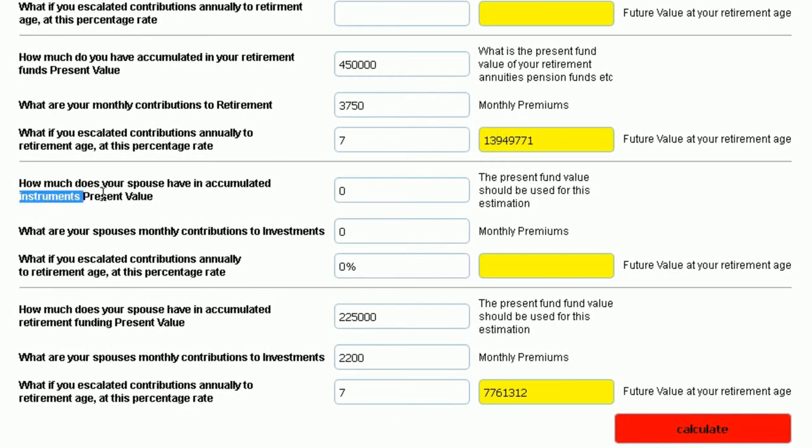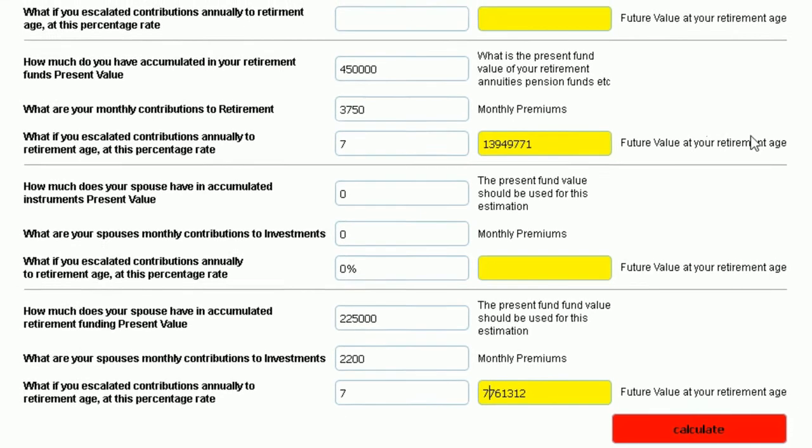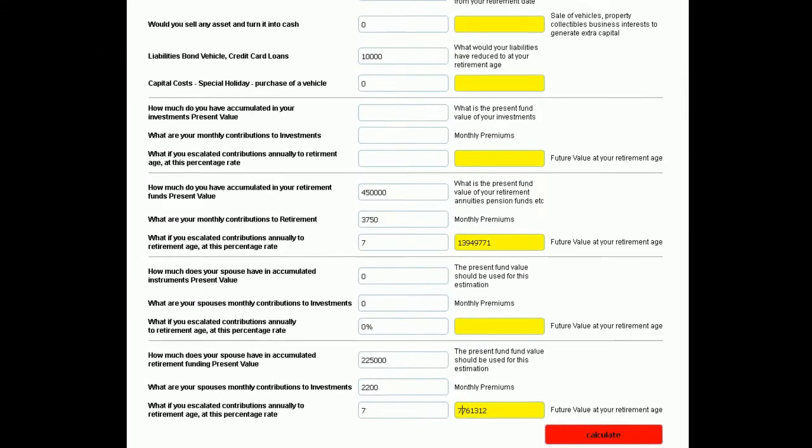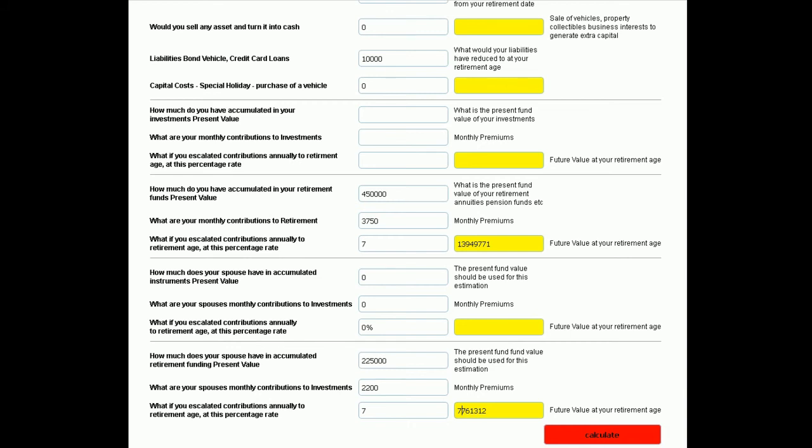Mrs. Soap also has no investments, so they are also blank, and she has a retirement annuity valued at 225,000 Rand present value, and she is contributing 2,200 Rand a month, which also escalates at 7% per annum, and that will result in an estimated value of 7.7 million Rand, which would be added to the 13.9 million Rand, and that will be the resources that they would live off after retirement.